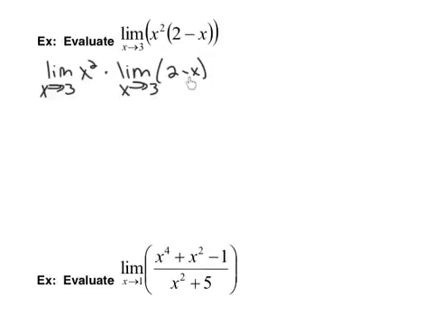I could even break this out more, but I think we can leave it like that because this is a linear function and we can figure out what that is. This guy is continuous. This guy is continuous. So x squared, as x approaches 3, my value is going to be approaching 3 squared. So that part is 9. Here, when x approaches 3, the value is going to be approaching 2 minus 3, which is negative 1. So the overall limit is going to be negative 9.